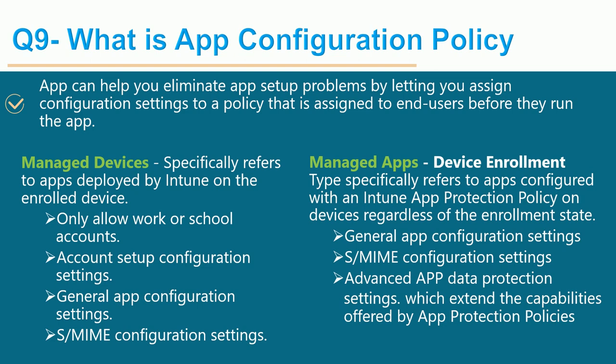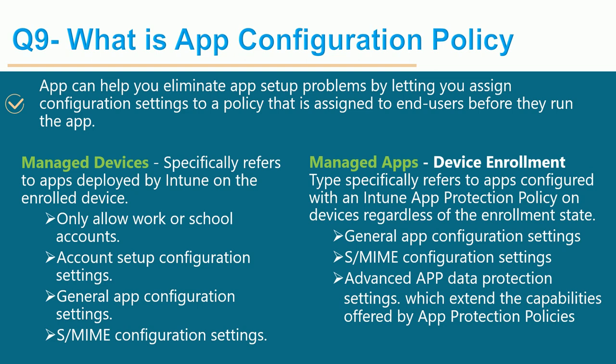Now what is the app configuration policy? The app configuration policy can help you eliminate app setup problems by letting you assign configuration settings to a policy that is assigned to the end user before they run the app. So basically this policy makes sure that the app protection policy you have deployed on the end user device is working well, or it eliminates the app setup problem. So when the app is set up, if there is any problem, it will let you know.